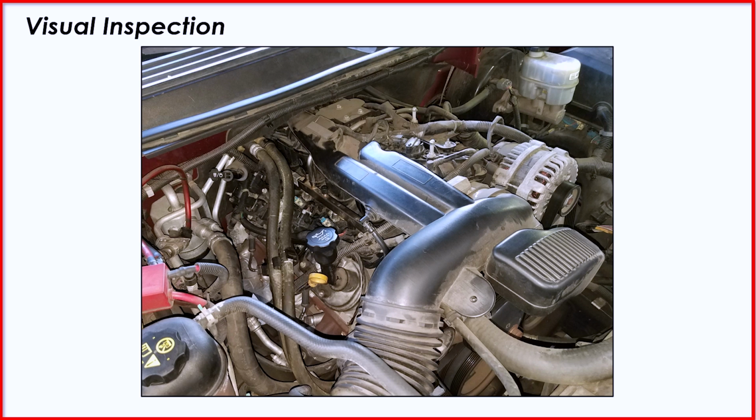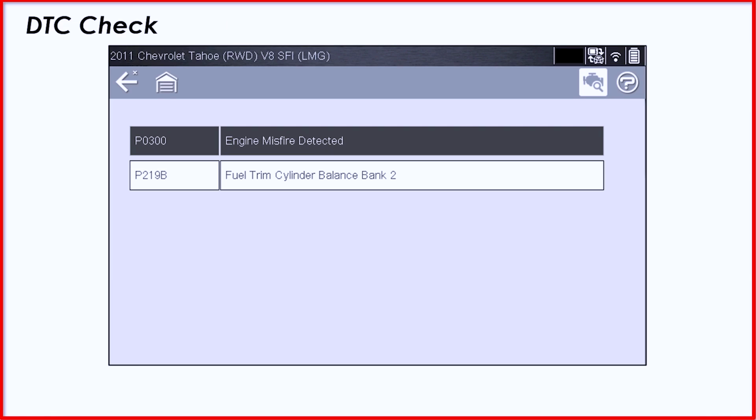So we want to make sure that everything looks as expected, which it does on this particular vehicle. So we're going to scan the engine here, and we see that we've got a P0300 engine misfire detected, and we've also got this relatively unique code here, P219B as in boy, fuel trim cylinder balance bank 2. So in my mind, I'm already thinking, okay, we've got a misfire and I've got a fuel trim code. I'm kind of thinking we've probably got a fuel delivery problem causing our misfire here.